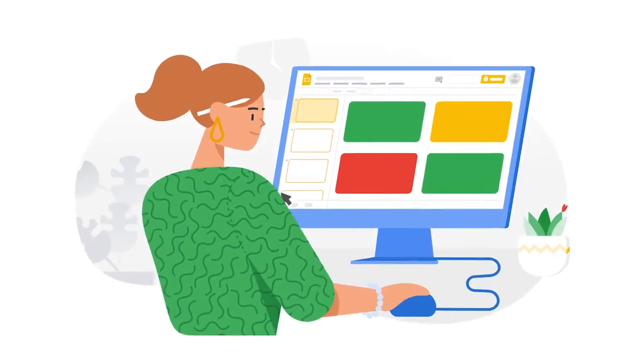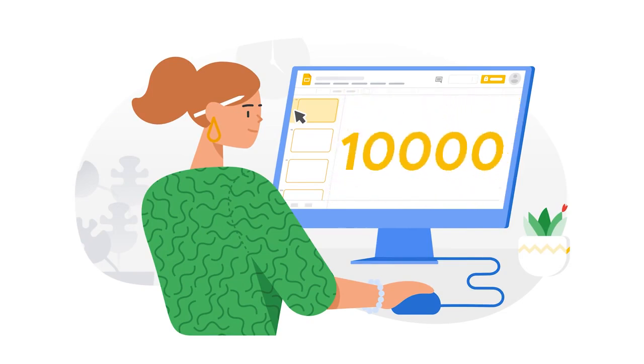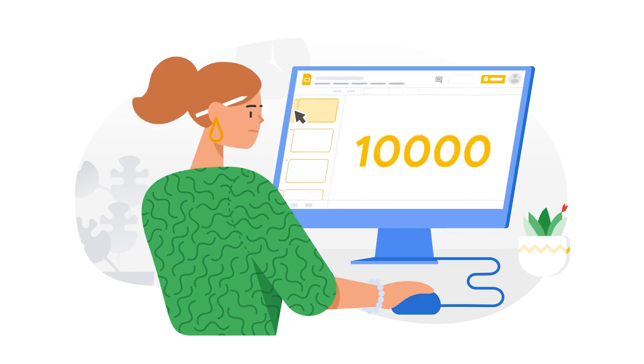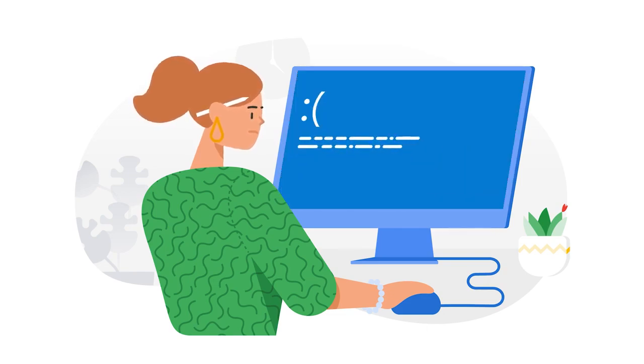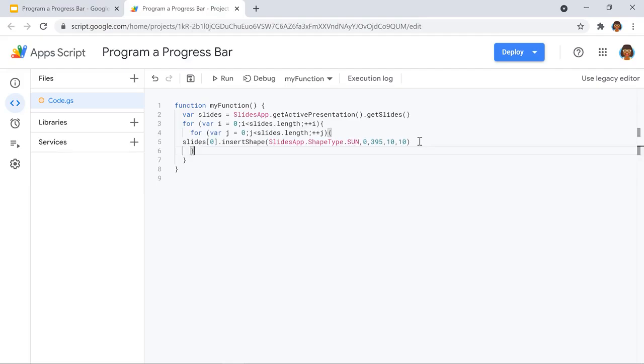If your presentation had 100 slides, you would create 100 times 100 shapes. That's 10,000 shapes. At a certain point, your computer might time out or even crash before it could draw all of those shapes. Try out your loops.